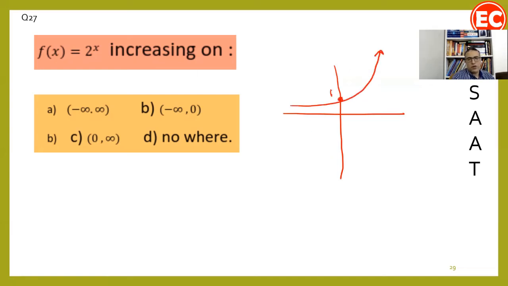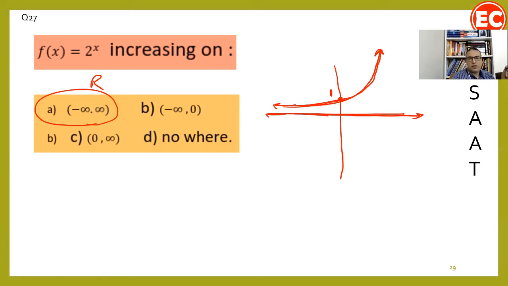Passing through the points 0 and 1. It will approach the x-axis, but it will never touch the x-axis. When x increases here, the curve increases. And when x decreases, I can't see any decreasing, right? So the function is increasing for all values of x. The function is increasing in all the interval, all the real numbers. Once x is increased, the function is increased.